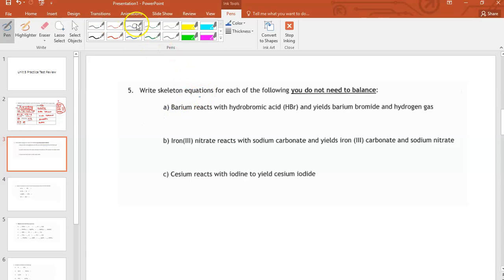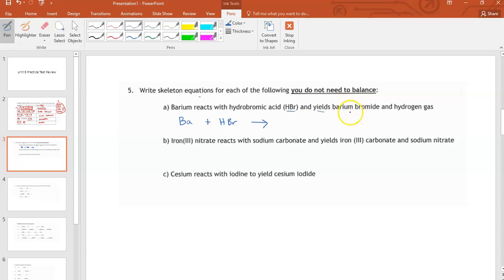All right. So in part A here, we have barium, right? So barium is not attached to anything, so that's just barium. So Ba, right, is the symbol for barium. And it's going to react with hydrobromic acid. And because we didn't talk about acids yet, I gave you the formula for hydrobromic acid. So I'm going to say Ba plus HBr. All right, yields, which we indicate with an arrow, barium bromide.